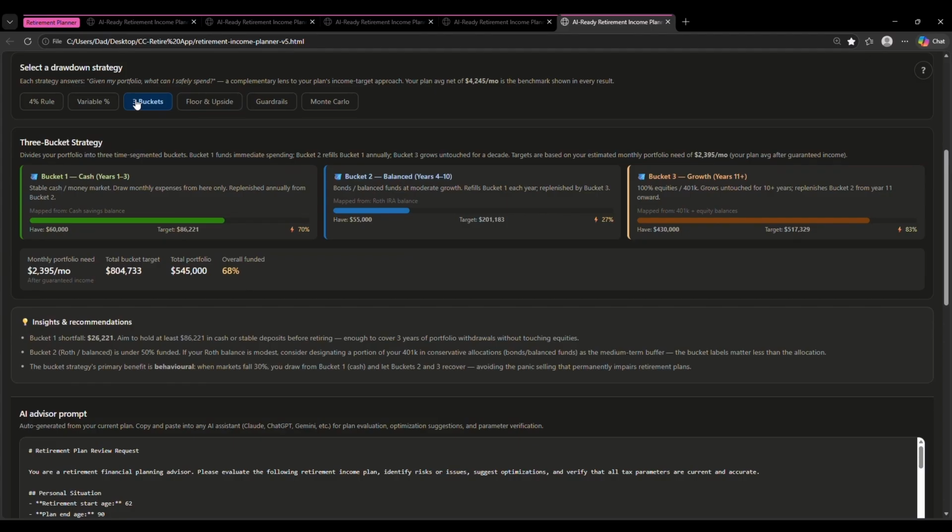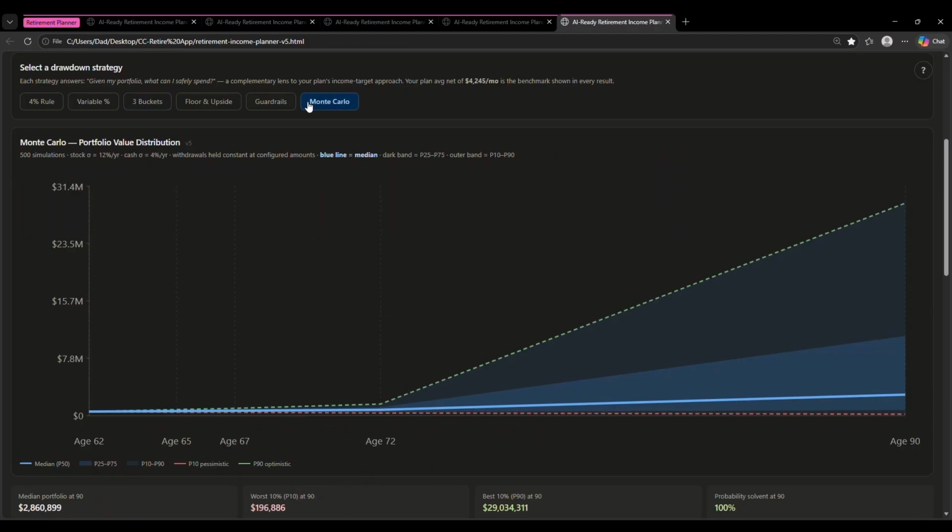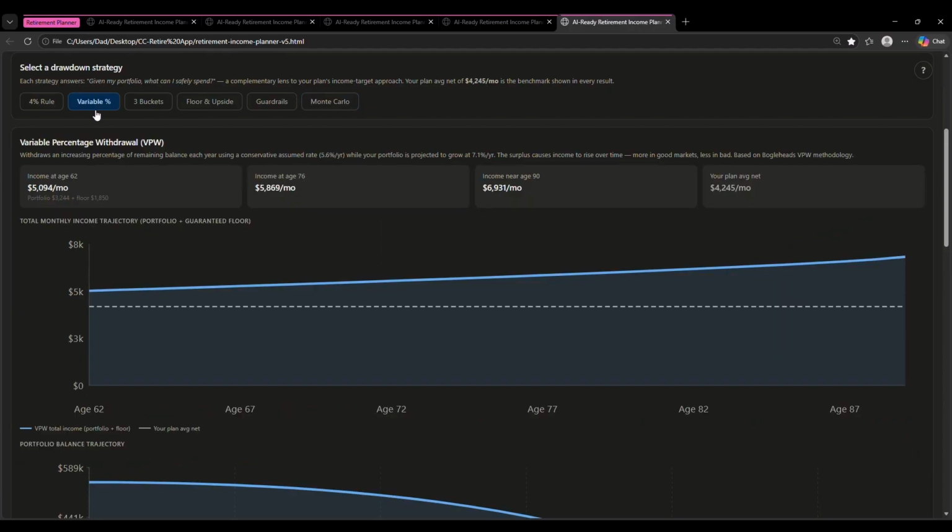Next, check the 3 buckets. Is bucket 1 funded? If not, that's the most important thing to address before retiring. A well-funded bucket 1 is what lets you stay calm in a down market. Run the Monte Carlo simulation. Look at the probability number. If it's above 80%, all the other strategies are telling a consistent story. If it's below 70%, revisit your withdrawal amounts. And finally, go to variable and guardrails. These are optional refinements, for when you want to explore getting more from your portfolio or understand what flexibility is available.